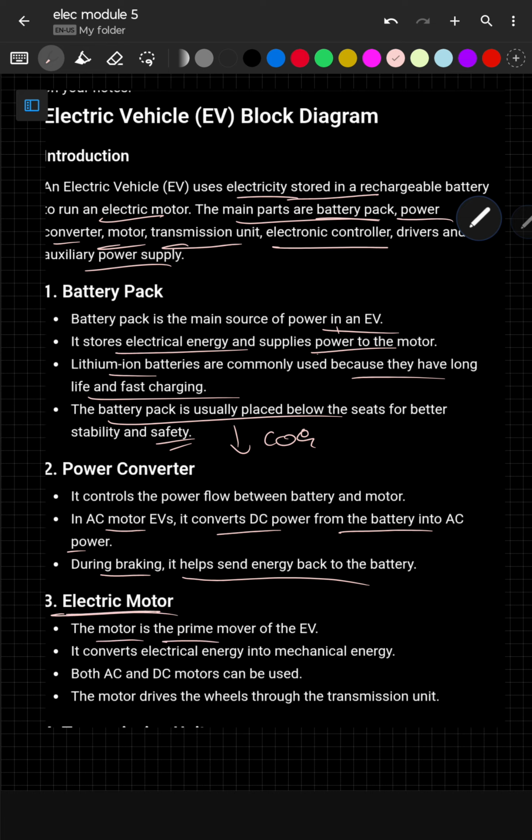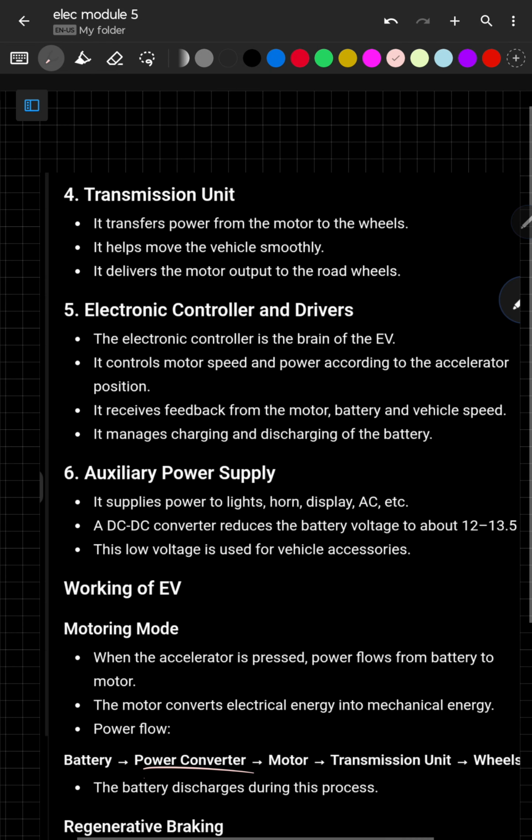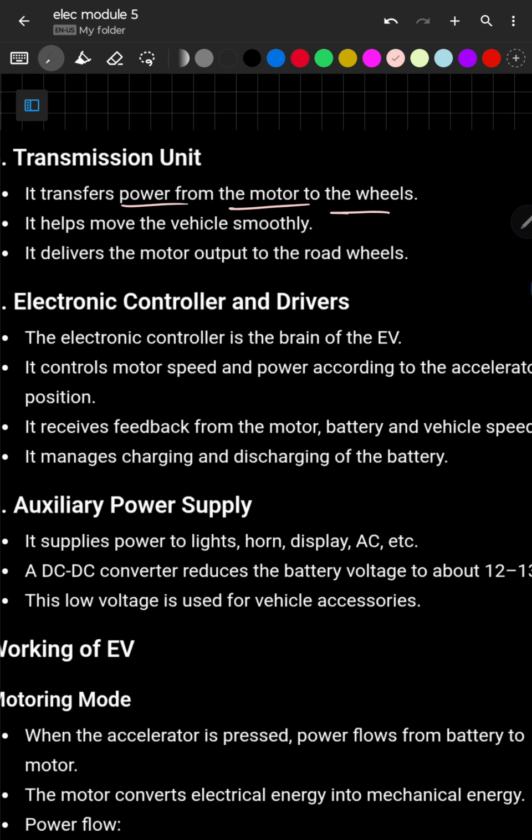Now the electric motor. The motor is the prime mover of the electric vehicle. It converts electrical energy into mechanical energy. Both AC and DC motors can be used. The motor drives the wheels through the transmission unit. The transmission unit transfers power from the motor to the wheels. It helps move the vehicle smoothly. It delivers the motor output to the road wheels.